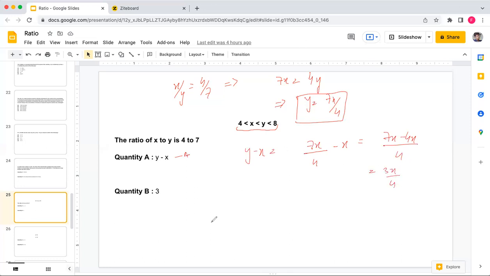Now we have two quantities, quantity A and quantity B. Quantity A is 3x by 4 and quantity B is 3. Now try to simplify this. We have 3 on both sides. Let's divide by 3 on both sides. So 3 and 3 will cancel out. So this quantity came out to be x over 4, and this is 1. Now we have x over 4 and 1. Let's multiply by 4 on both quantities. This will be x and this will be 4. Now let's see what is actually given in the question: 8 is greater than y is greater than x, and x is greater than 4. So based on that, we know that x is greater than 4. That's why quantity A is greater.